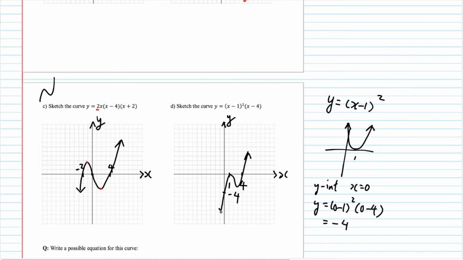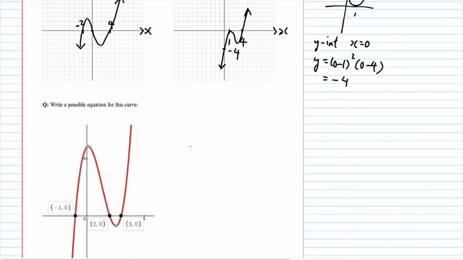Right? So just remember, when you have a squared on top of the bracket, you know that at this point, it's going to be a vertex looking point. Okay? And because we know that the number in front, the coefficient, is going to be positive, the graph will have this kind of shape. So that's how you sketch this. Okay.